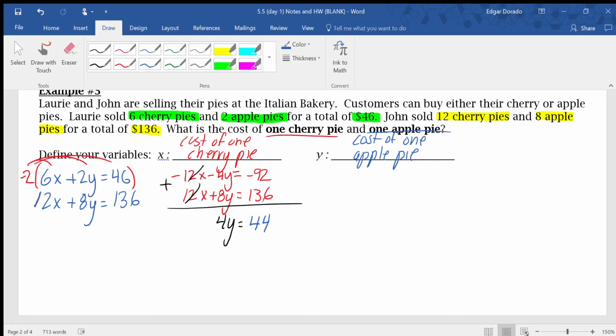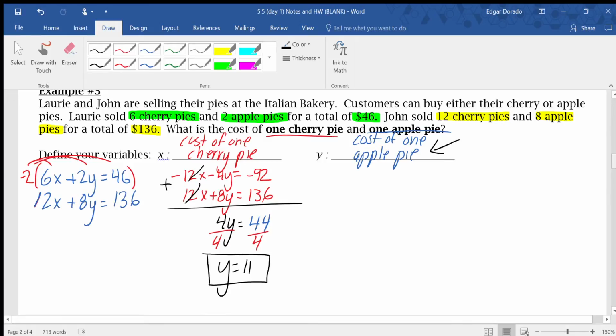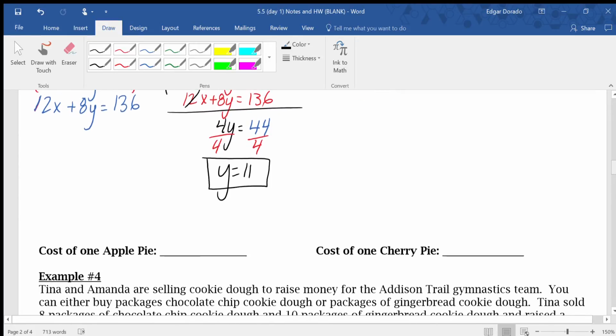Okay, good. All right. So next thing, I want to get the y by itself, so I have to divide by 4. So we get finally y equals 11. All right, so I have y equals 11. And what did y stand for? Well, y stood for the cost of one apple pie. So down here, the cost of one apple pie would be $11.